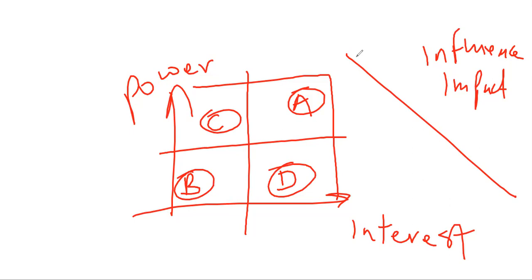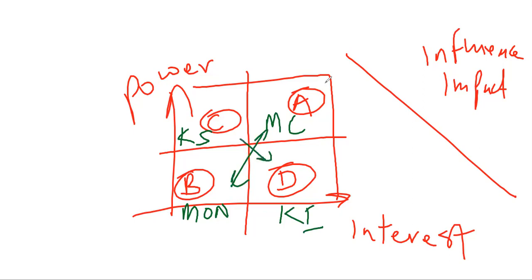Now, there are different strategies for each of these stakeholders. For those in column A, you want to manage closely. For those in column B, you want to monitor. For those in C, you want to keep satisfied. And for those in D, you want to keep informed. So you notice the M's are diagonal and the K's are diagonal, okay? But that's not the end of the story.